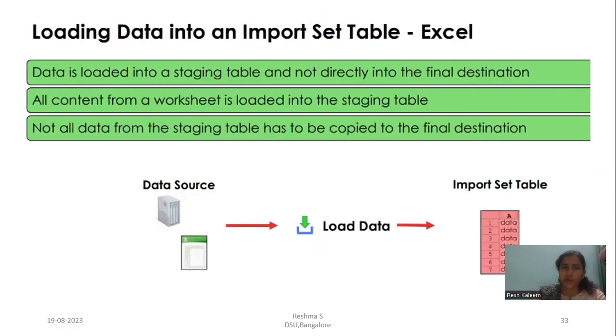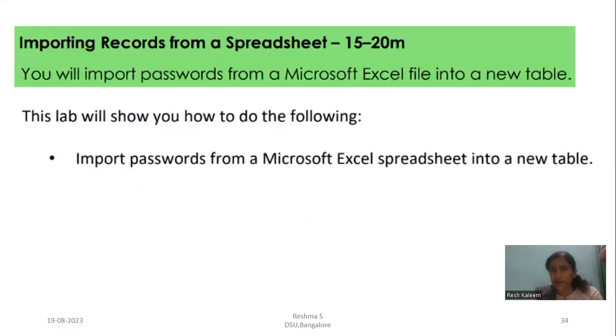Then loading data into the import set table. Here we are using Excel. Data is loaded into the staging tables, but not directly into the final destination. All the content from the worksheet is loaded into the staging table, but not all data from the staging table has to be copied to the final destination. Only the required data has to be copied. Then importing the records from the shared spreadsheet. It will take some time.